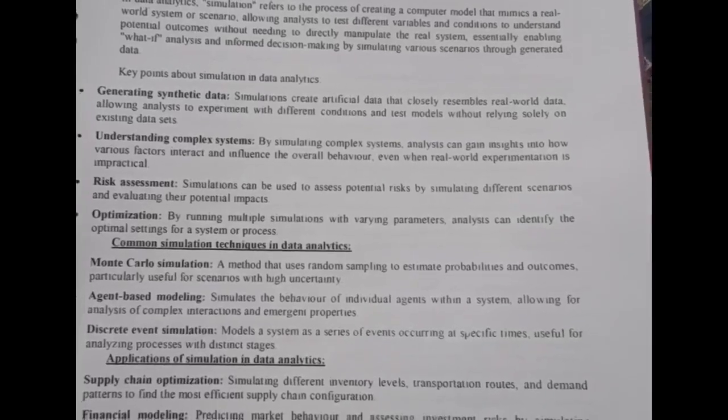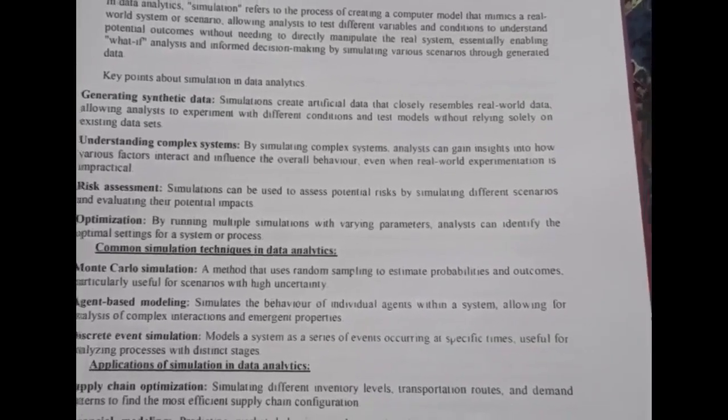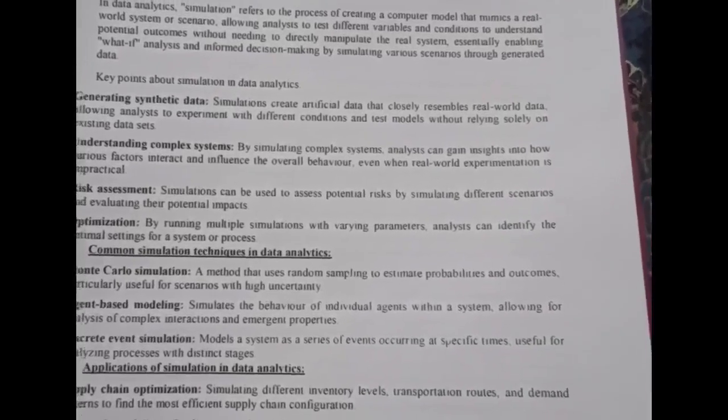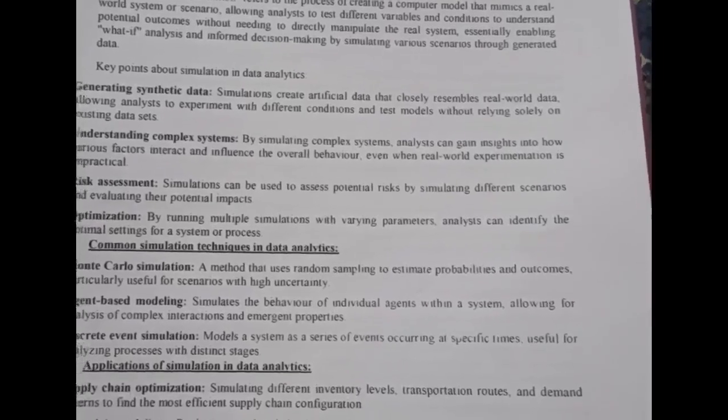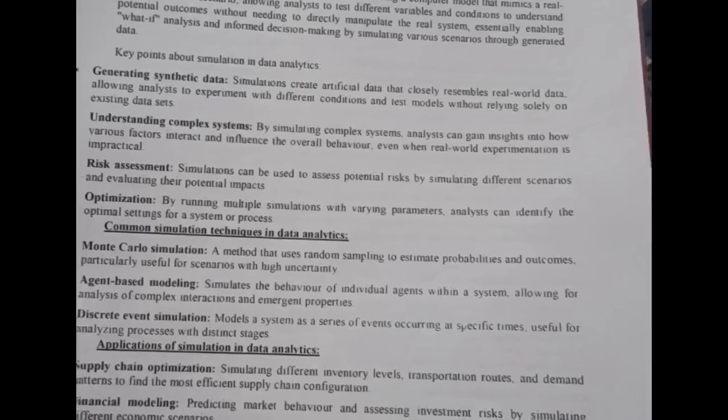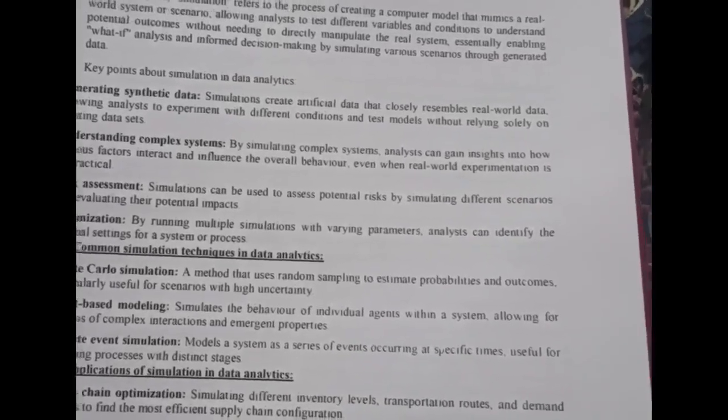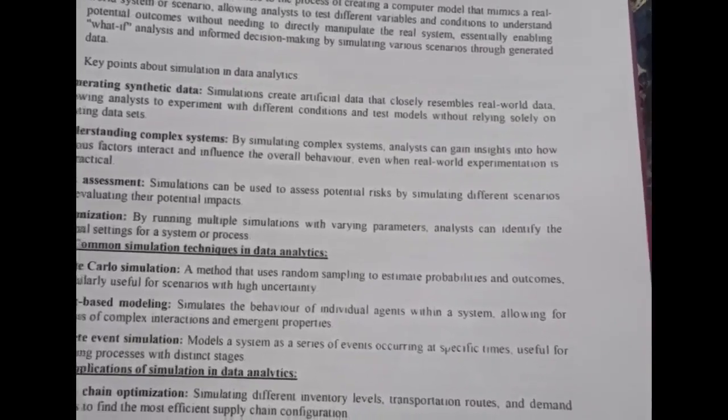The next step is to run the simulation model, and finally analyze the results. Four steps we have to understand in the working procedure. Identifying factors is the first one, creating a model is the second, running the simulation model is the third, and analyzing the results is the fourth step. These four steps we have to follow while applying a simulation model.